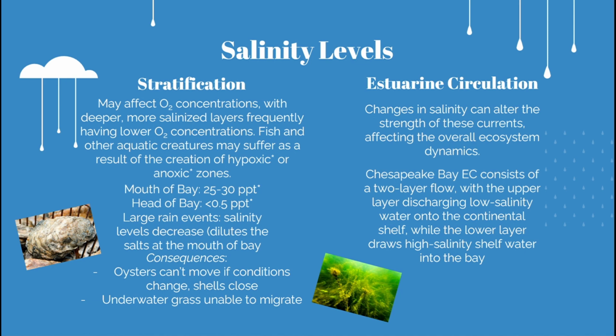The estuarine circulation of the Chesapeake Bay consists of two-layer flow, with the upper layer discharging low salinity water onto the continental shelf, while the lower layer draws higher salinity shelf water into the bay.